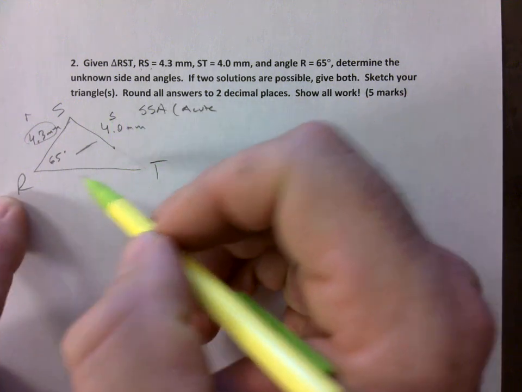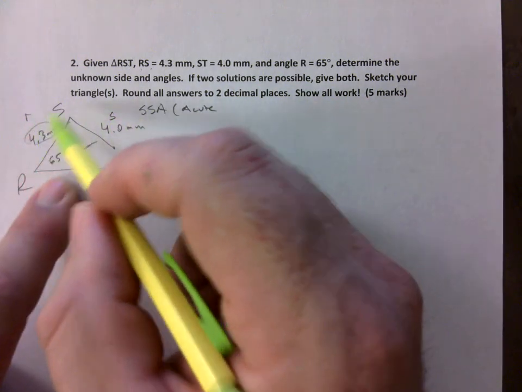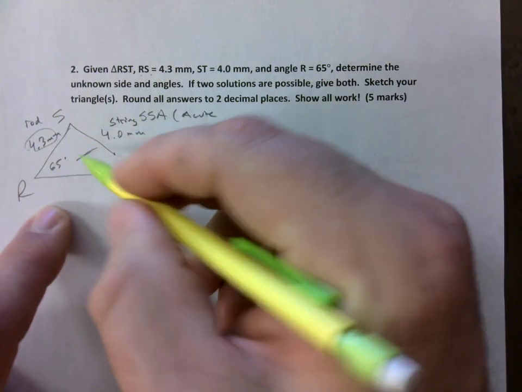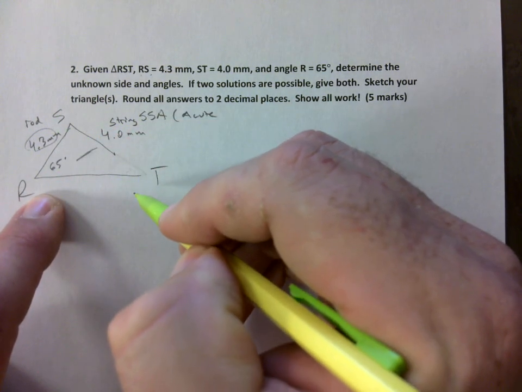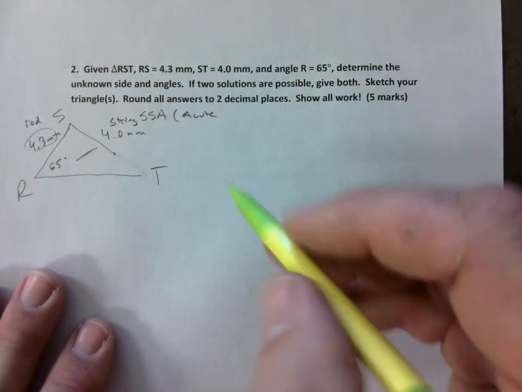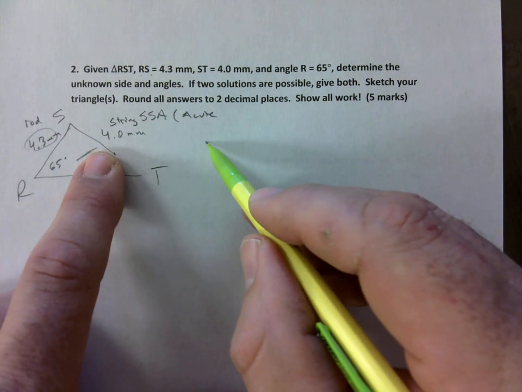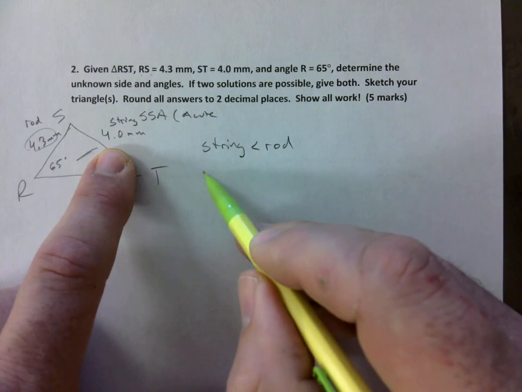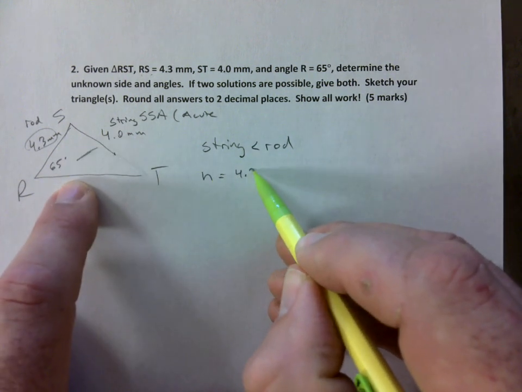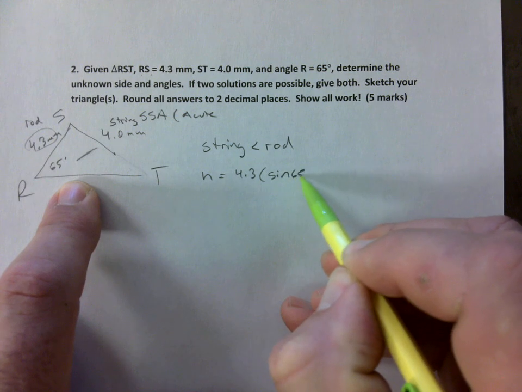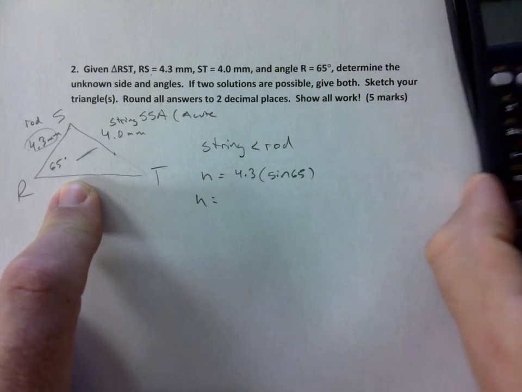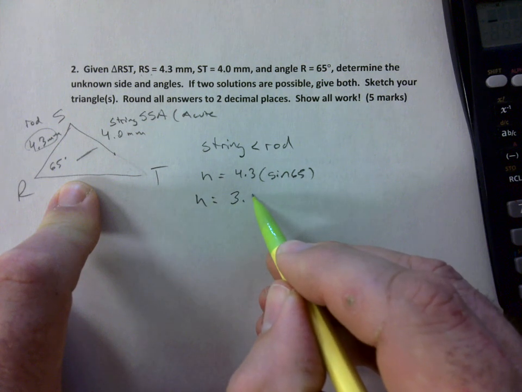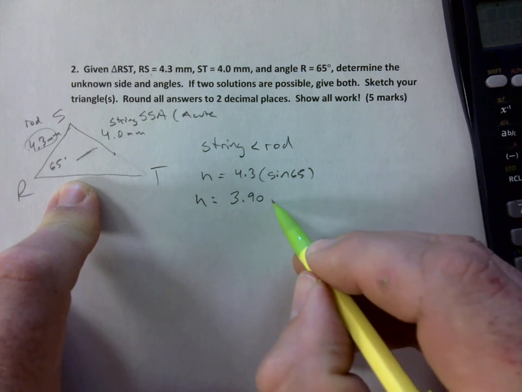RS, which is, I know, you're going to say, Mr. Dirksen, that contradicts, so I'm going to go rod, string, just to make sure I'm not mixing up letters, because this should be side S in this case. So just be careful there. We know that the string is shorter than the rod. Surprise, surprise. 4.3 times sine of 65. 3.90. I've got to get my hearing checked.